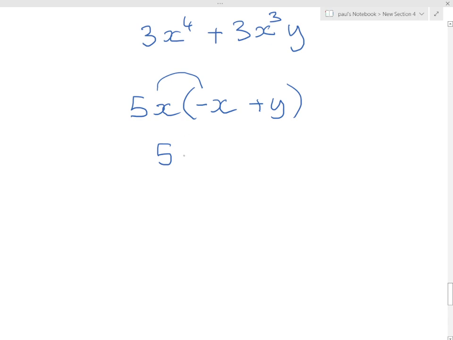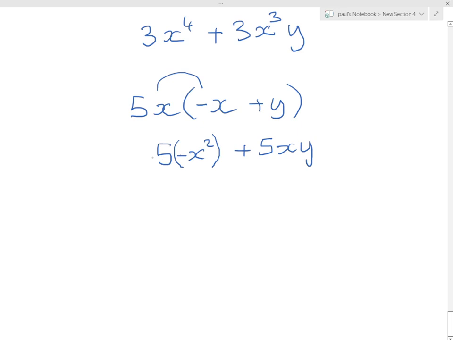That's going to be complicated. x times x is minus x squared. So 5 minus x squared. So this actually means 5 times minus x squared. Oh, never thought of that one before. 5x times y is 5xy. Now, can we get rid of this bracket?